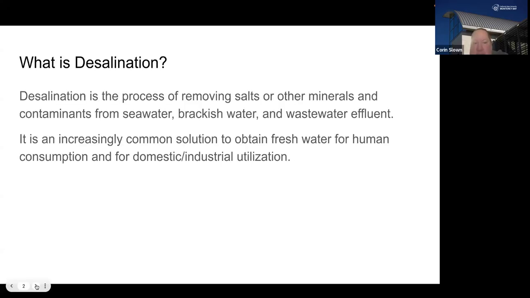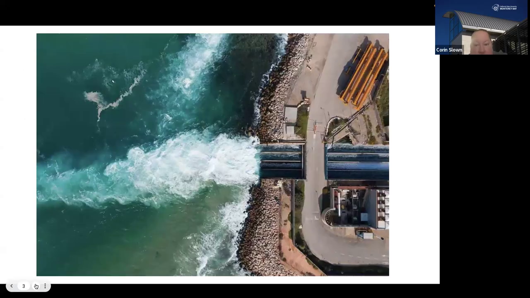So, desalination is this process of removing salts or minerals or other contaminants from seawater or brackish water or even wastewater effluent. And it's a fairly global common solution to being able to obtain fresh water for human consumption and for domestic or industrial use. But obviously, there are some challenges that come with it.